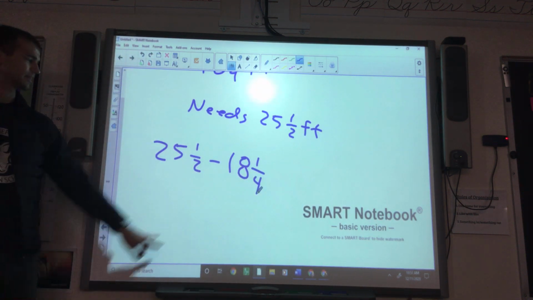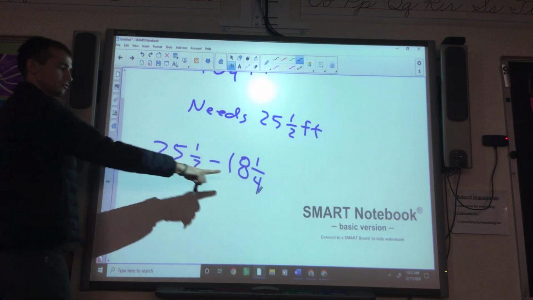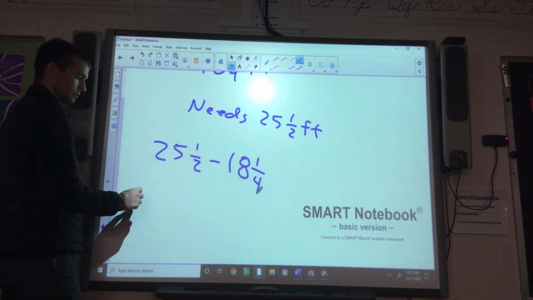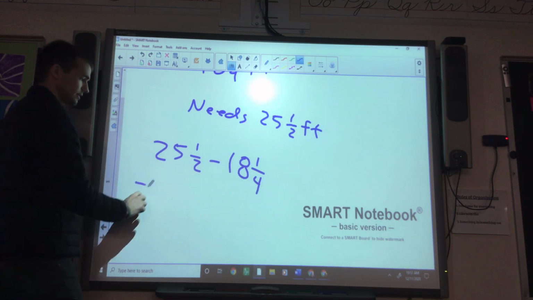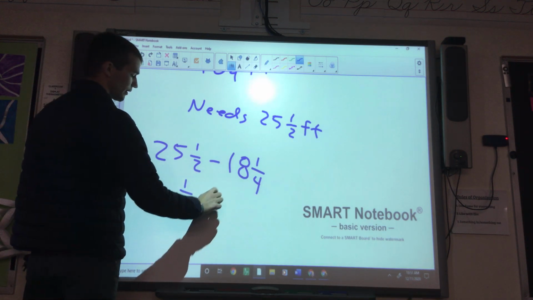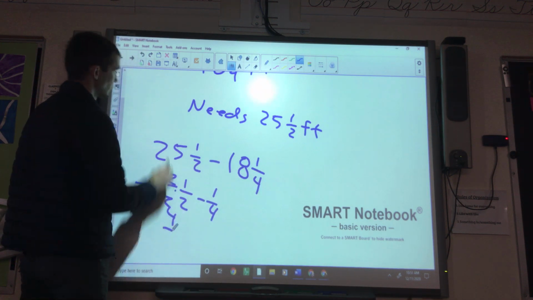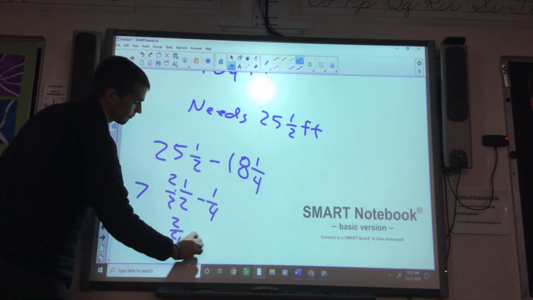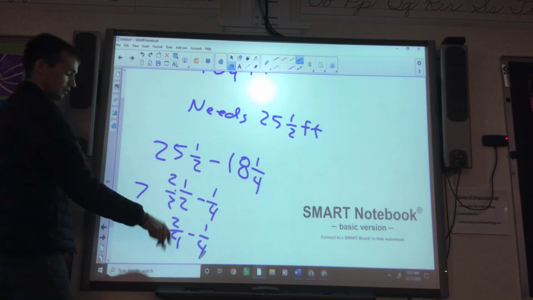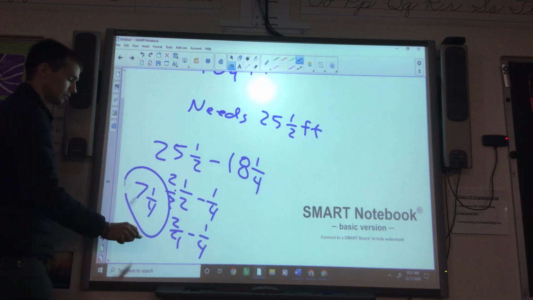And actually, instead of doing this minus this, think about it this way. Can't I just do 25 minus 18 and 1/2 minus a fourth? Yeah, 25 minus 18 is 7. 1/2 minus 1/4, well, I multiply by 2/2. This turns into 2/4. 2/4 minus 1/4. That's another fourth. So it's 7 and 1/4 feet short.